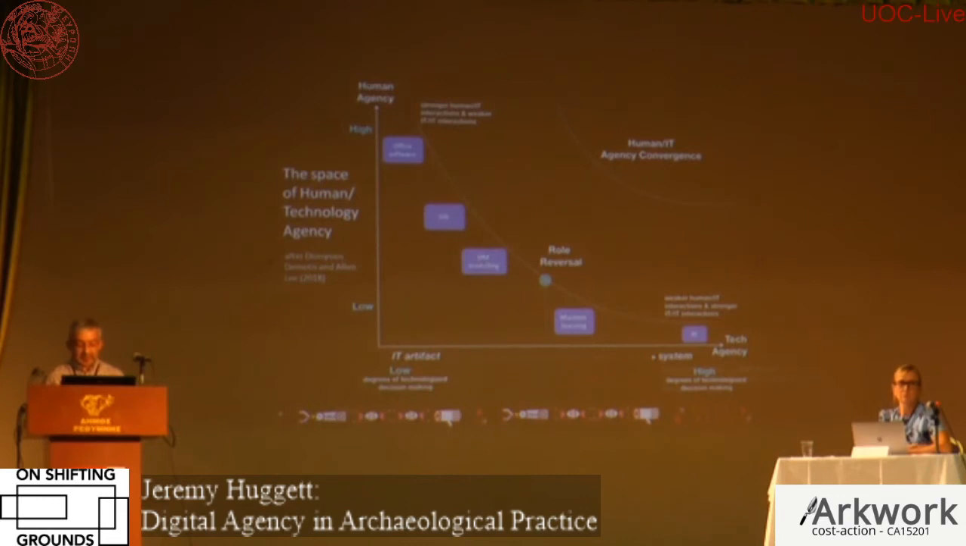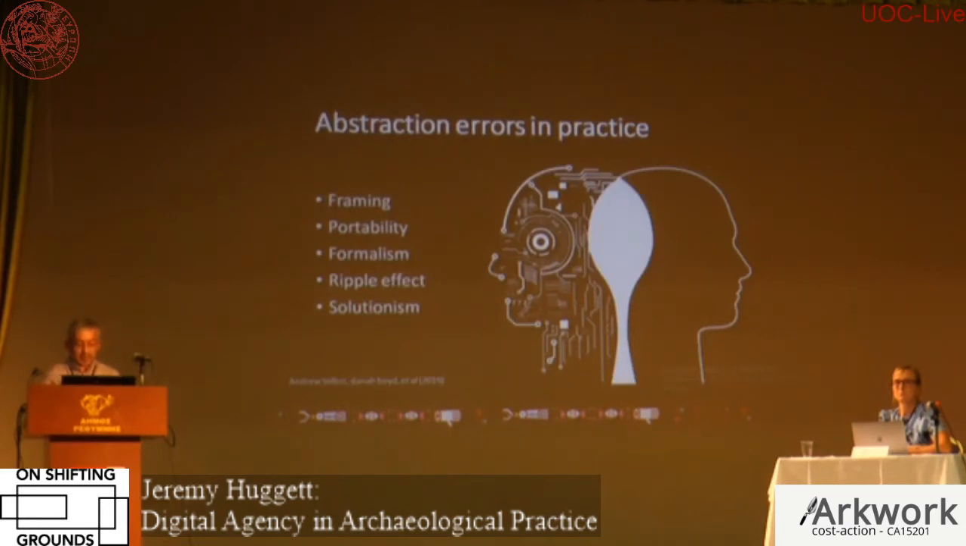Recently, Andrew Selbst, Dana Boyd, and their colleagues have written about the incorporation of fairness into machine learning systems, and they identify what they call a series of abstraction errors or traps in representing domain knowledge. Now, it seems to me these are equally relevant in this context because they arise from failing to consider how the whole context of application, in our case archaeological practice, is interlaced with technology. So what are the lessons that we may learn from their abstraction errors when thinking about the implementation of agential digital devices in archaeological practice?